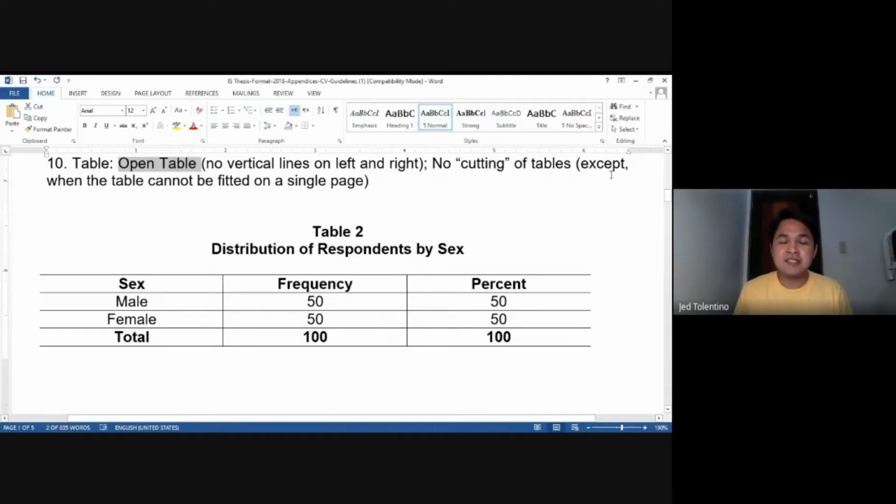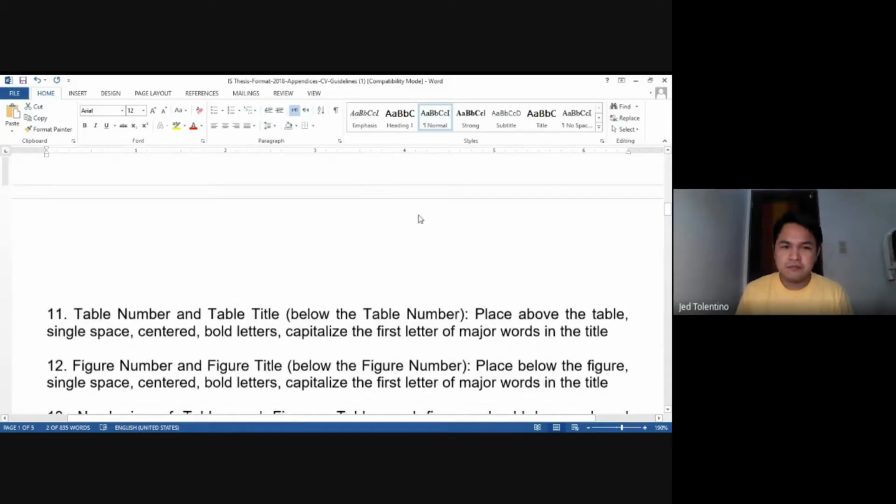No cutting of tables except when the table cannot be fitted in one single page. So, halimbawa may mahaba yung table nyo, hindi pwedeng dalawang page siya. So, pagkakasyahin nyo siya sa isang page. So, i-adjust nyo na lang yung mga explanation. That will be mostly ginagamit for chapter 4 and chapter 5.